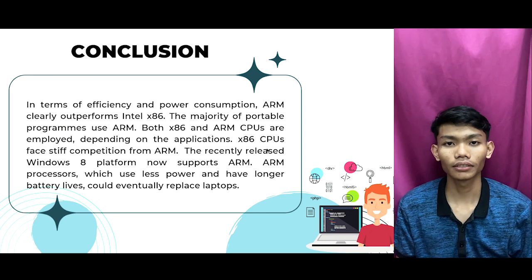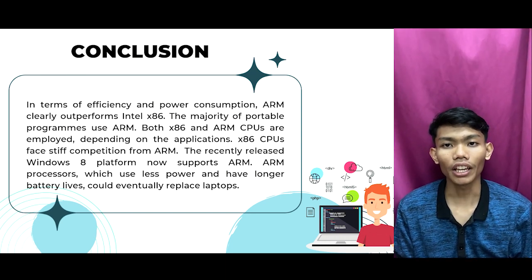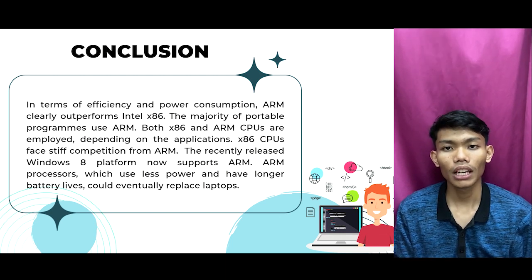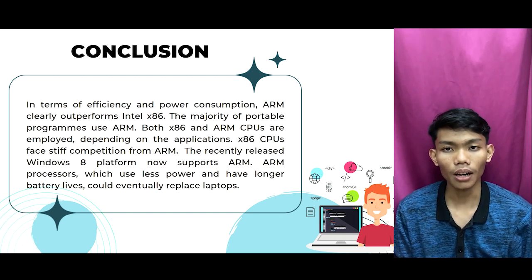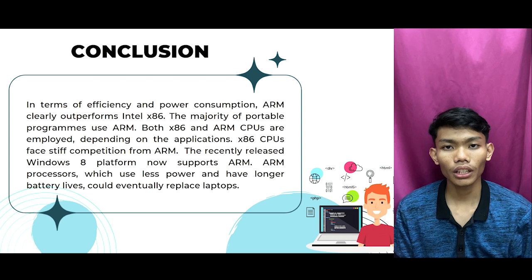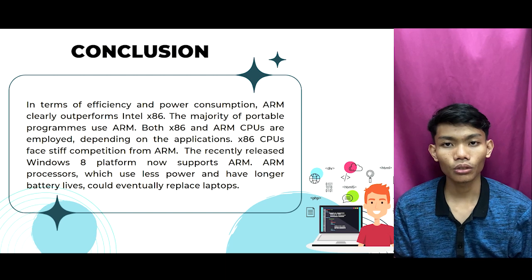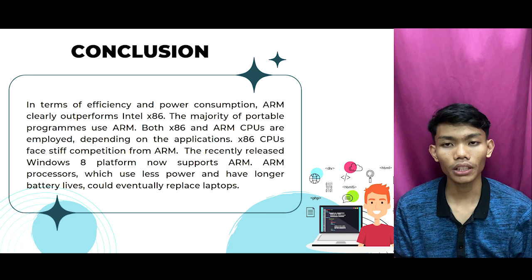In conclusion, in terms of efficiency and power consumption, ARM clearly outperforms Intel x86. The majority of portable devices use ARM. Both x86 and ARM CPUs are employed depending on the application. x86 CPUs face stiff competition from ARM. The recently released Windows 8 platform now supports ARM. ARM processors, which use less power and have longer battery life, could eventually replace laptops.